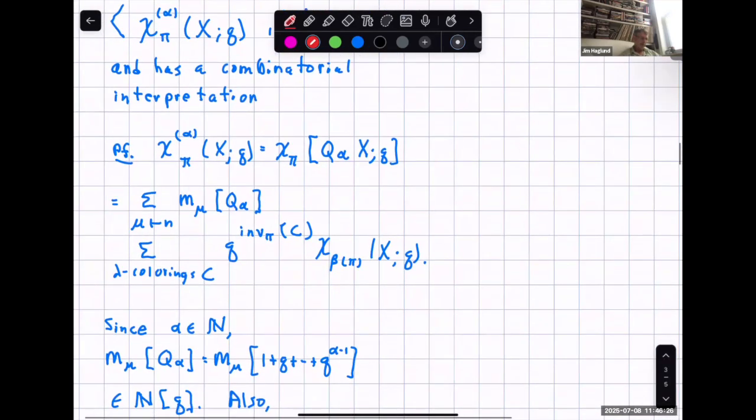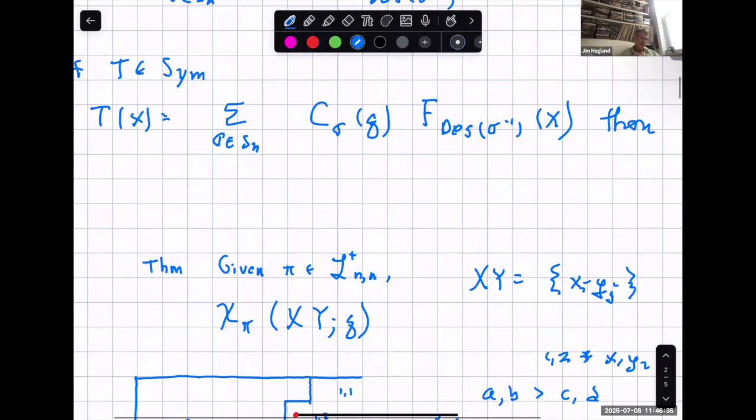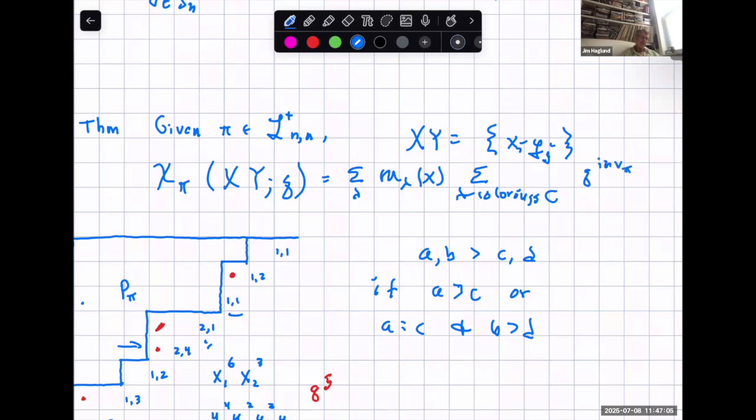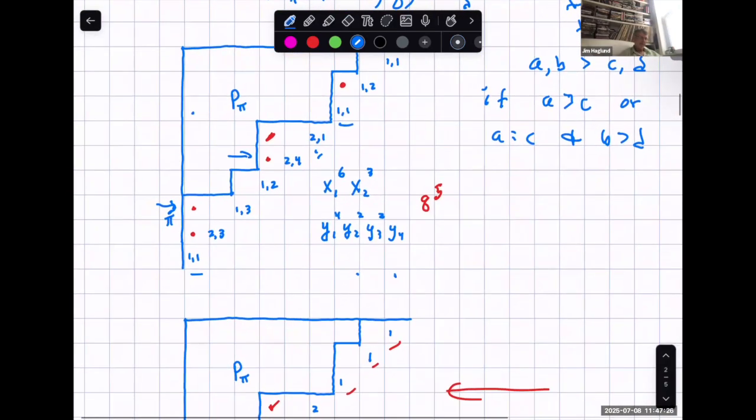Maybe I should have written out what the actual theorem is here. I meant to. So this is equal to a sum over lambda. We can look at m lambda of x, and then a sum over lambda colorings C, q to the m pi of C. So a lambda coloring is lambda 1 1s, etc. And then we have a chi of some smaller path, beta of pi, in the y variables. Let's see where we are. Doing well on time. Okay.